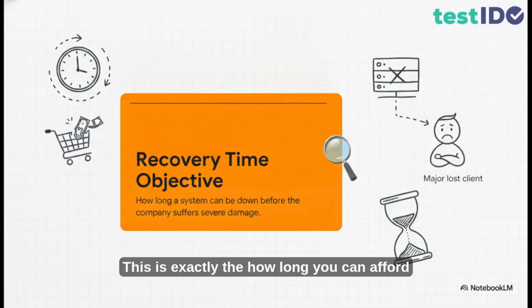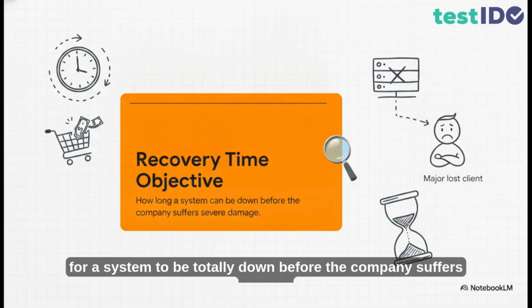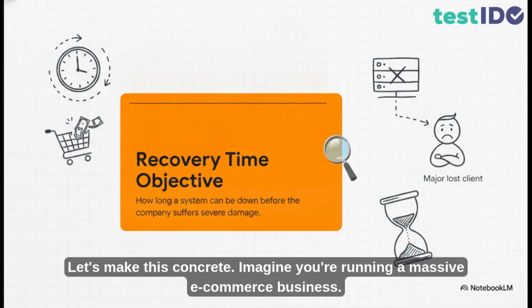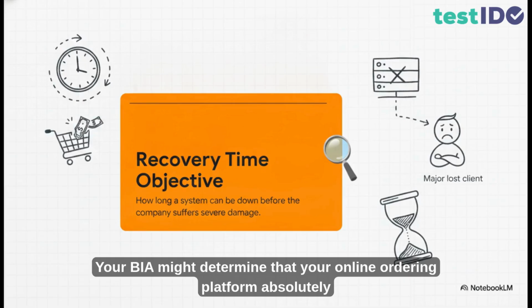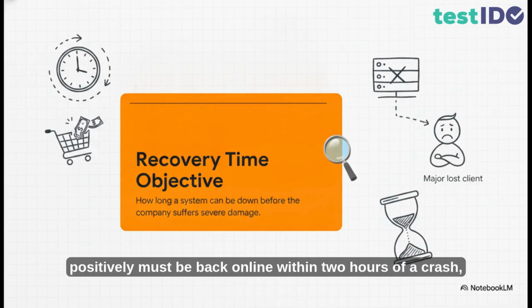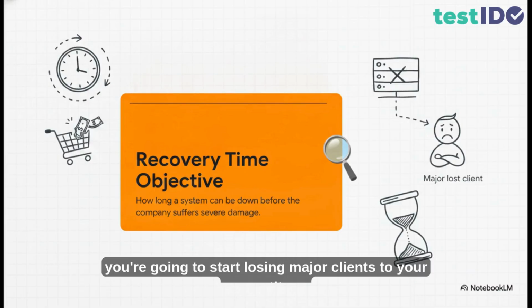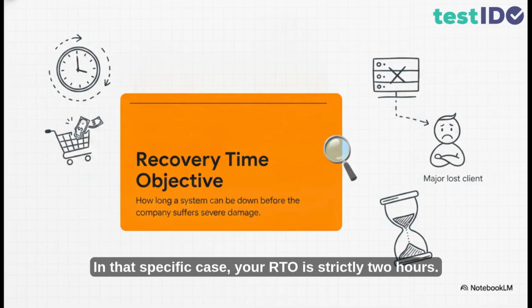This is exactly how long you can afford for a system to be totally down before the company suffers severe, completely irreversible damage. Let's make this concrete. Imagine you're running a massive e-commerce business. Your BIA might determine that your online ordering platform absolutely, positively must be back online within 2 hours of a crash, because if it's not, you're going to start losing major clients to your competitors. In that specific case, your RTO is strictly 2 hours. It is all about the clock ticking down on your downtime.